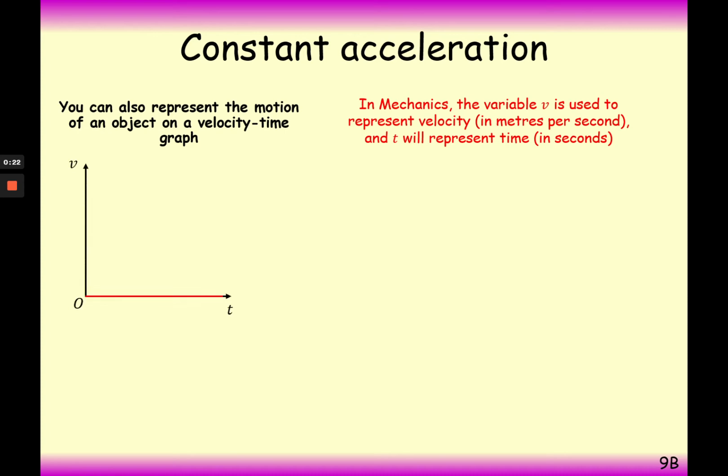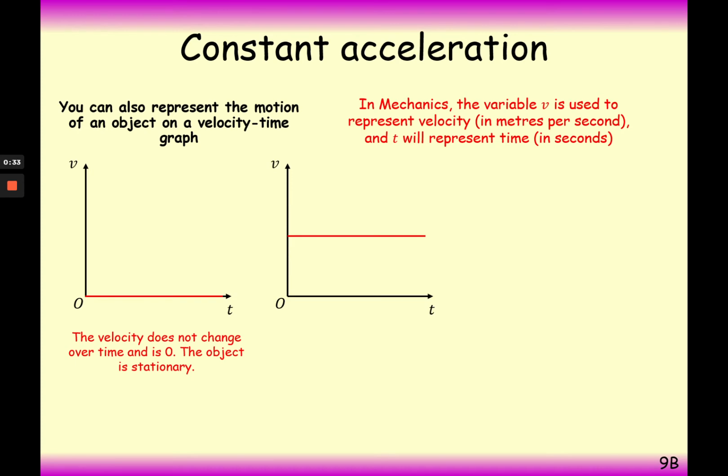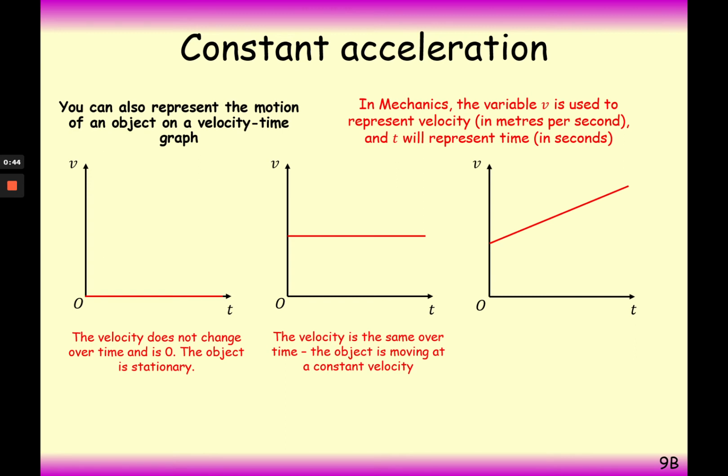So first example, if we have this velocity time graph here, where it's always at zero, then obviously the object is stationary. In any case, it's not moving at all. Next possibility, if we have a straight horizontal line, then the velocity isn't changing, but it isn't zero either, so it's moving with constant velocity. And the third option, if we have a diagonal straight line, the velocity is increasing at a constant rate, it's a straight line, so therefore we have constant acceleration.